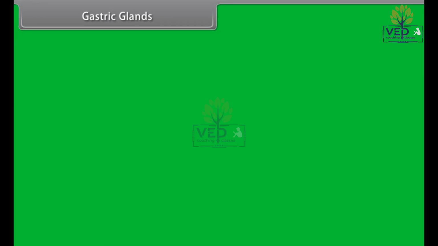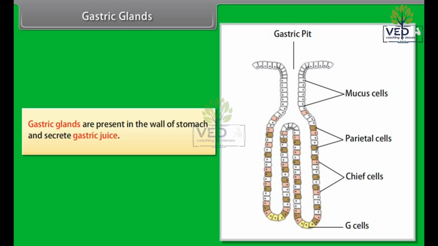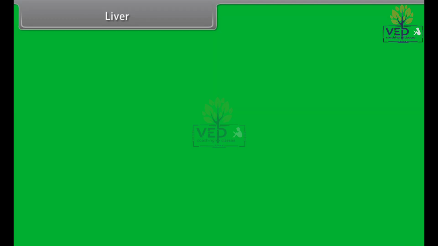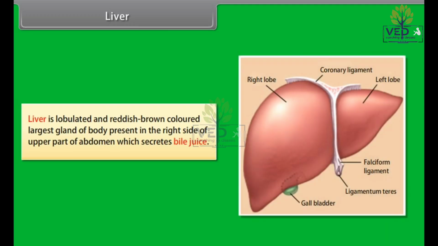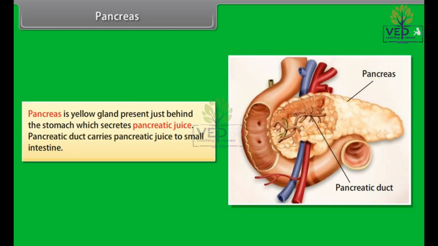Gastric glands. Gastric glands are present in the wall of the stomach and secrete gastric juices. Liver. Liver is the lobulated, reddish-brown colored largest gland of the body, present on the right side of the upper part of the abdomen, which secretes bile juice. Pancreas. Pancreas is a yellow gland present just behind the stomach which secretes pancreatic juice. Pancreatic duct carries pancreatic juice to the small intestine.